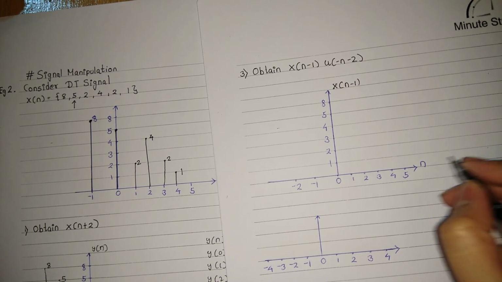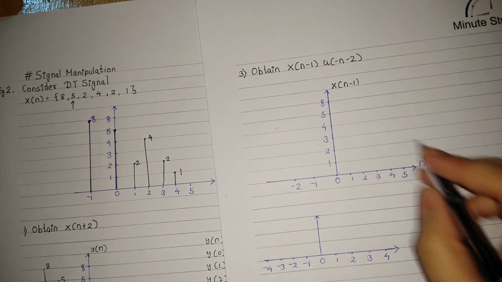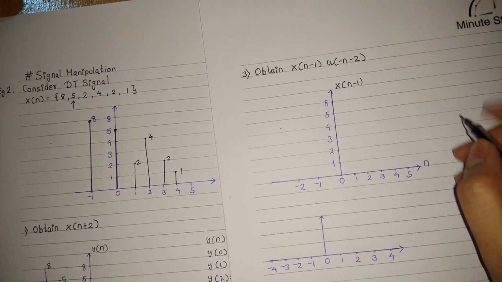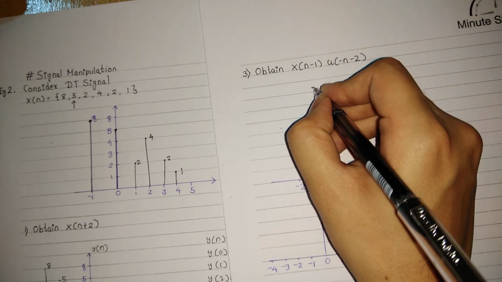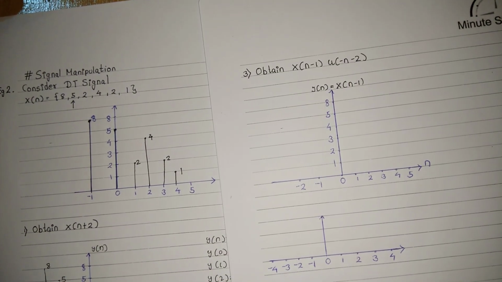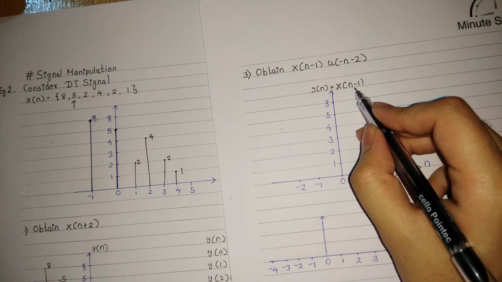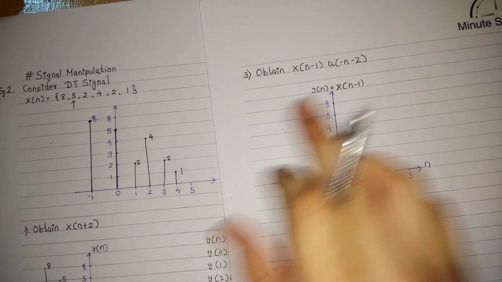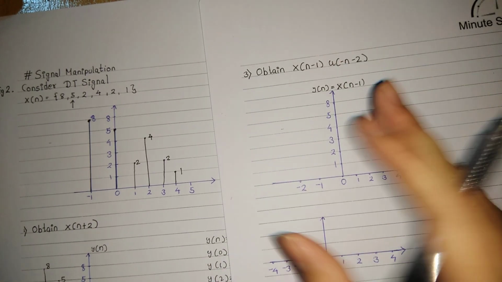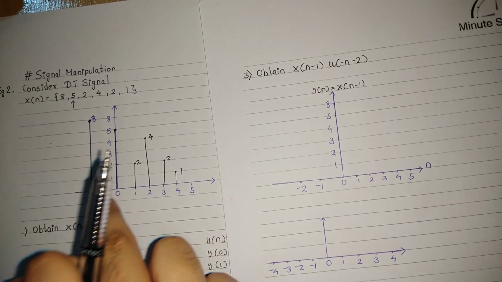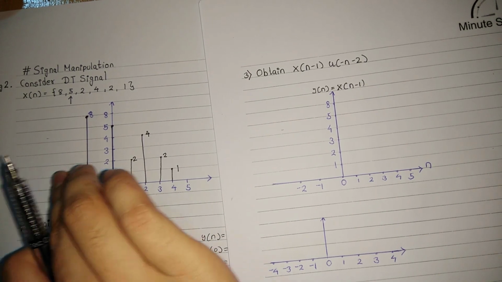So this is our n, and this is our n minus 1 and n. So let us consider a new signal which we have to find as y of n is equal to x of n minus 1. Now x of n minus 1, minus means we have to shift it to the right by how much unit? n minus 1, so basically just by 1 unit.